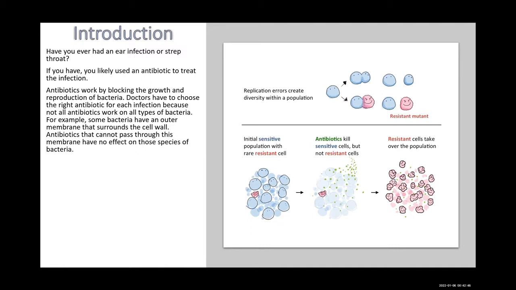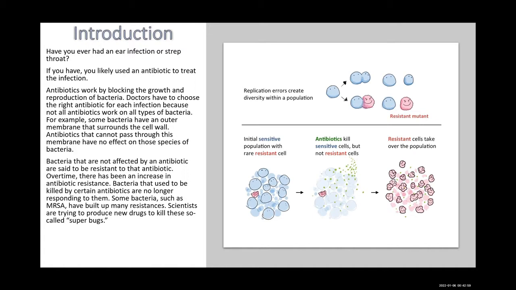For example, some bacteria have an outer membrane that surrounds the cell wall. Antibiotics that cannot pass through this membrane have no effect on those species of bacteria. Bacteria that are not affected by an antibiotic are said to be resistant to that antibiotic.